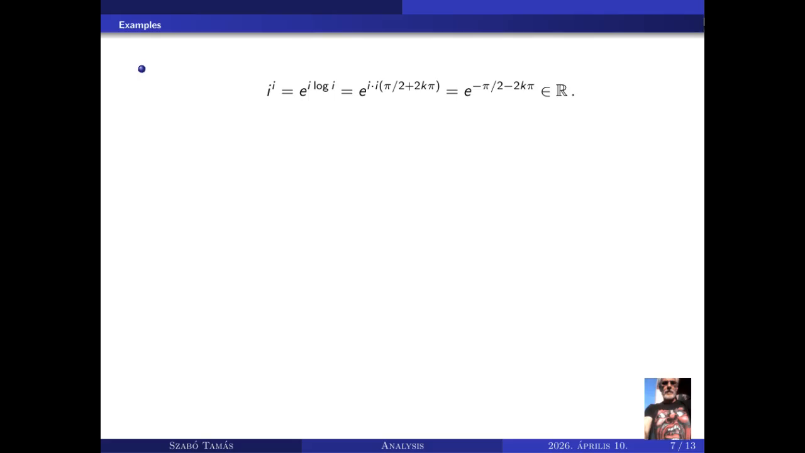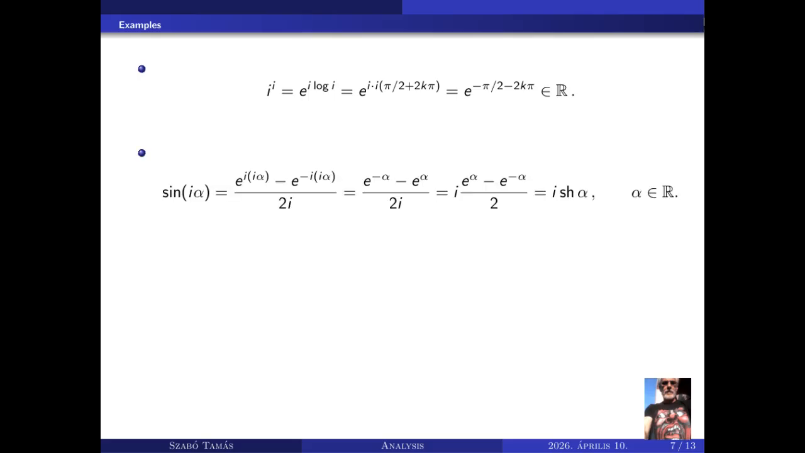Examples: i^i equals e^(i log i) equals e^(i times the quantity π/2 + 2kπ) equals e^(-π/2 - 2kπ), which is a real number. sin(iα) equals the quantity e^(i·iα) minus e^(-i·iα) over 2i equals the quantity e^(-α) minus e^(α) over 2i equals i times the quantity e^α minus e^(-α) over 2 equals i sh α, where α is real.